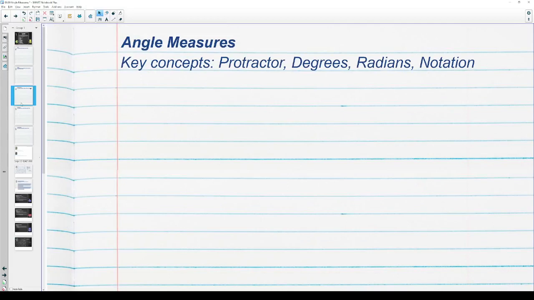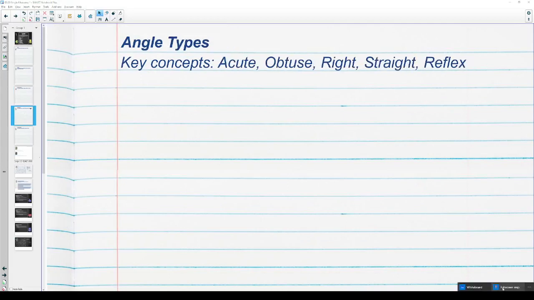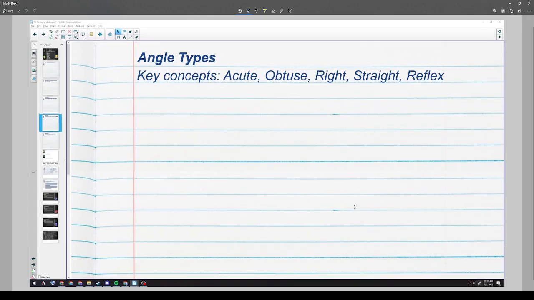Okay, next thing, angle types. This is stuff that you've learned before for the most part. You've learned about acute and obtuse angles. An angle smaller than 90 degrees, we call acute. An angle greater than 90 degrees, we call obtuse. And an angle exactly 90 degrees, which this is not, we call a right angle. Those are 3 terms that you should already be familiar with, hopefully.